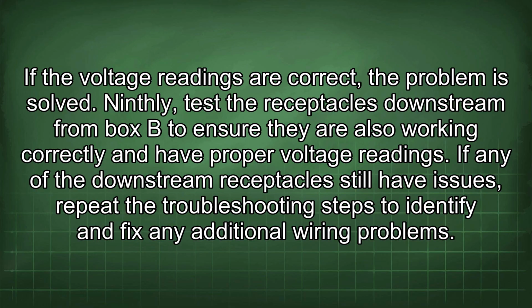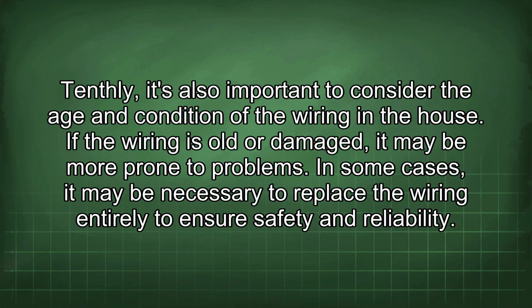Ninthly, test the receptacles downstream from box B to ensure they are also working correctly and have proper voltage readings. If any of the downstream receptacles still have issues, repeat the troubleshooting steps to identify and fix any additional wiring problems. Tenthly, it's also important to consider the age and condition of the wiring in the house. If the wiring is old or damaged, it may be more prone to problems. In some cases, it may be necessary to replace the wiring entirely to ensure safety and reliability.